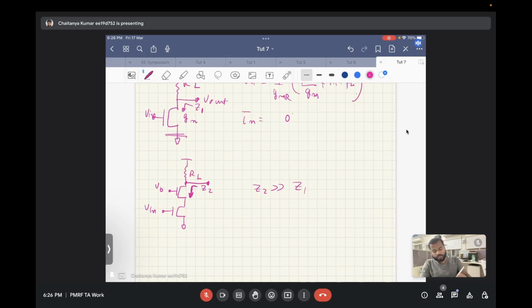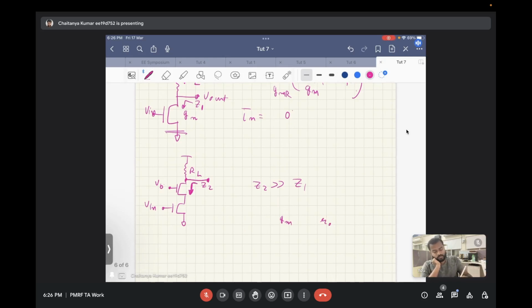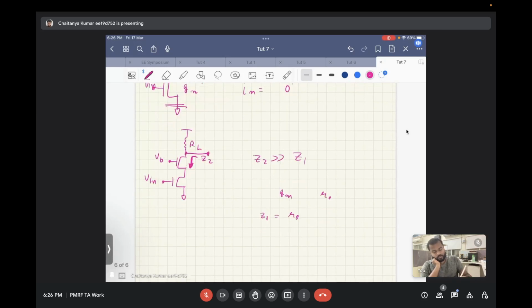In analog circuits or analog electronics class, you would have learned that if Gm is the transconductance of both the transistors, and R out is the output resistance of both the transistors, then Z1 will be equal to R out itself, and Z2 will be equal to Gm R out whole square plus R out plus R out. This is a result that you would have derived in analog electronics class or analog IC design class.